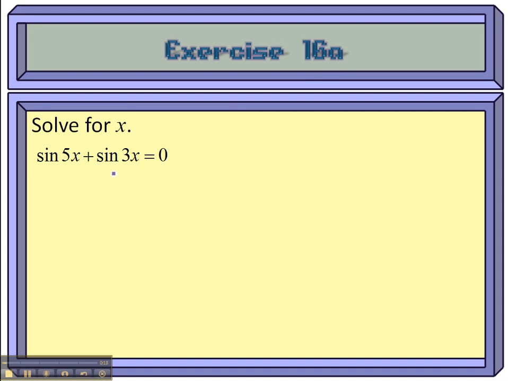Previous to this, what we could have done is substitute something like k for this, but this one over here is a different angle measurement, so we just can't do that. But we could use a sum to product formula that would basically factor that left side. It'll be equal to 0, and then we can use the zero product property.